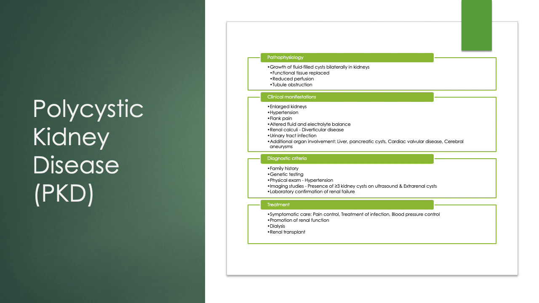As far as your diagnostic criteria, you have to have a family history of it. Of course, you have a history and physical with you presenting with your signs and symptoms. They'll give you genetic testing. You may present with hypertension for no other known cause. You have imaging studies that indicate cysts on the ultrasound, and these cysts can be intrarenal or extrarenal. And you'll also see laboratory confirmation of renal failure. So you'll see changes in the BUN and creatinine clearance and GFR.